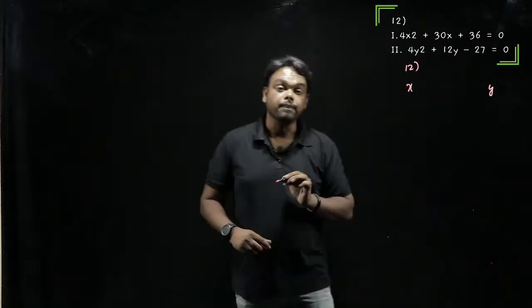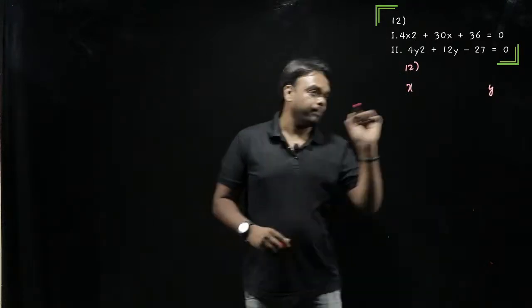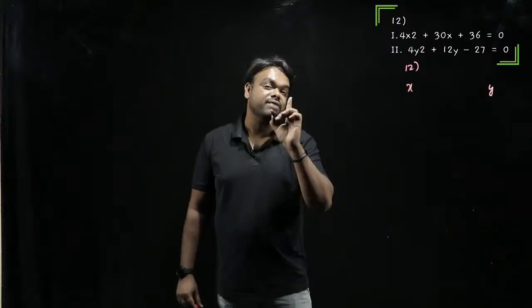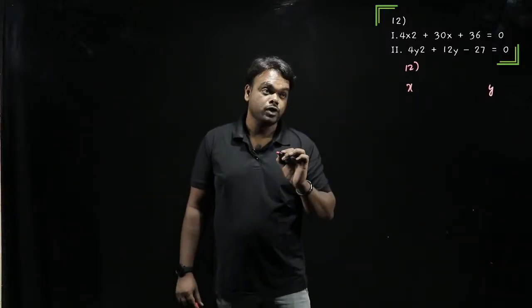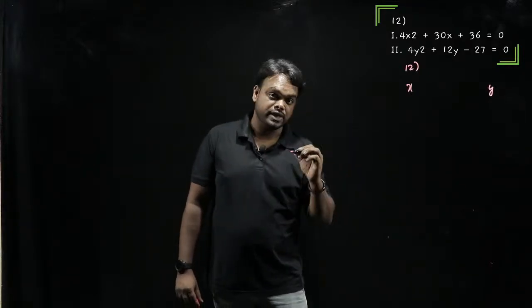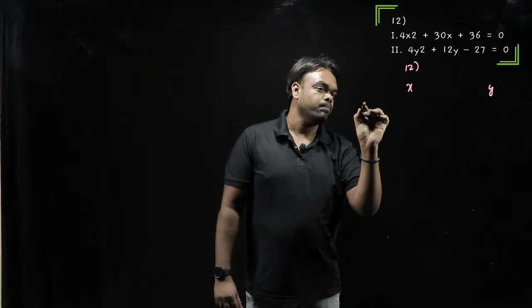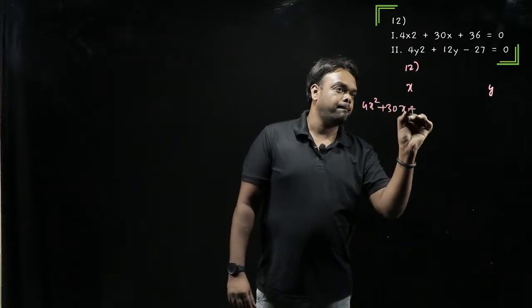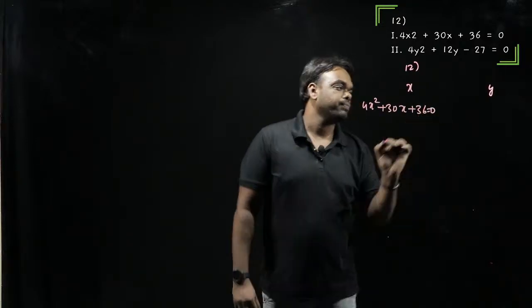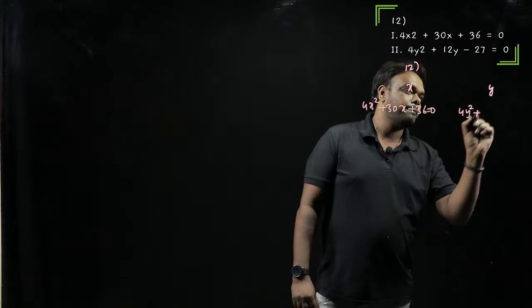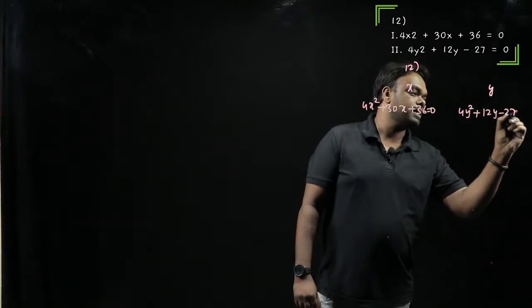Okay. Here we have extra coefficients. If you observe in the previous case, we didn't have any coefficient for x square or y square. But here we have coefficients for both x square as well as y square. Let me write the equations one time for you. 4x square plus 30x plus 36 equal to 0 and the equation of y, 4y square plus 12y minus 27 equal to 0. Okay.